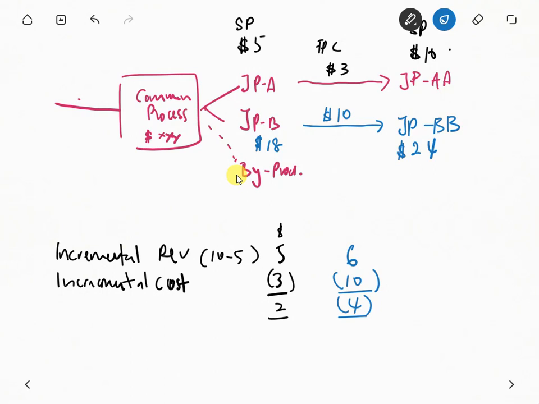So it's a short-term decision making. Okay, we have learned before: should I follow the OPP? And then this is another one, your short-term decision making. Should I further process or just remain? So you just look at incremental revenue and incremental cost.